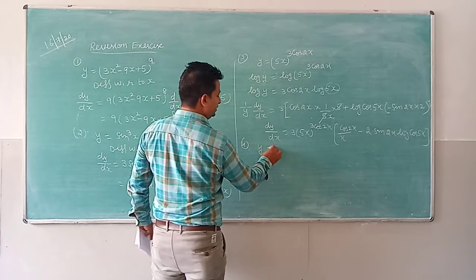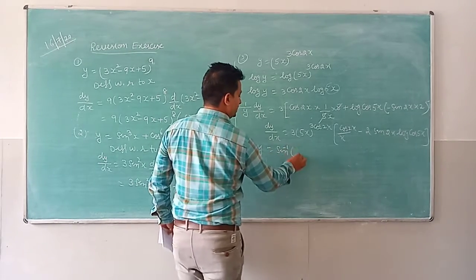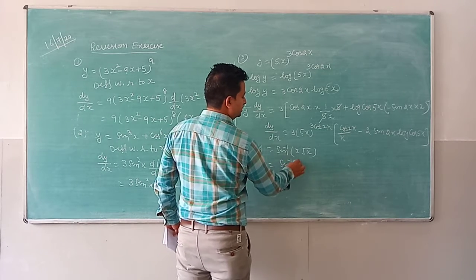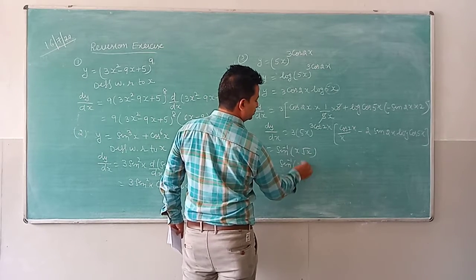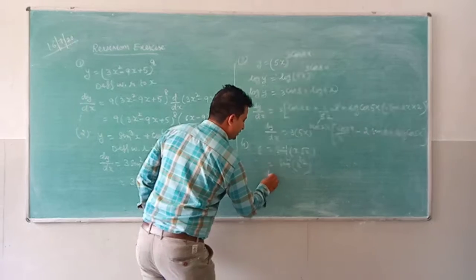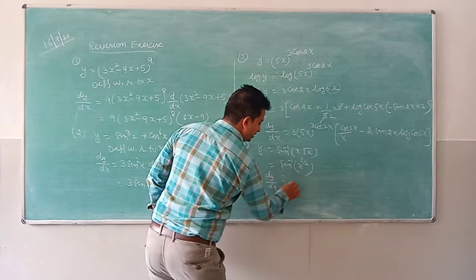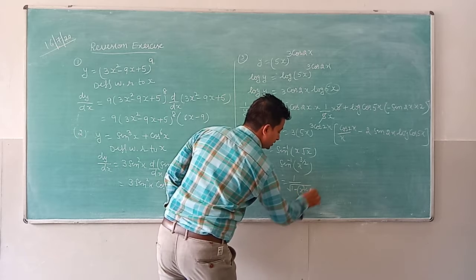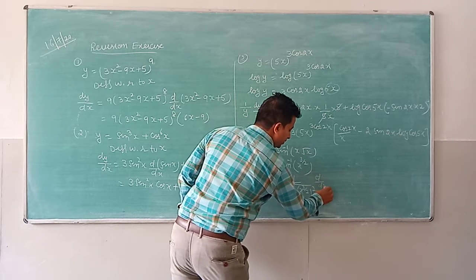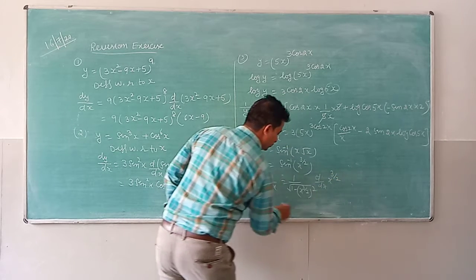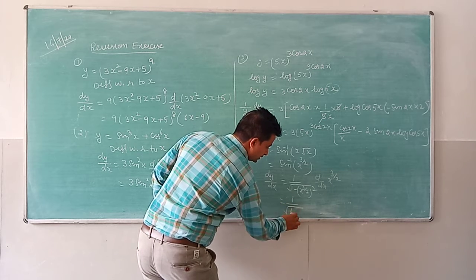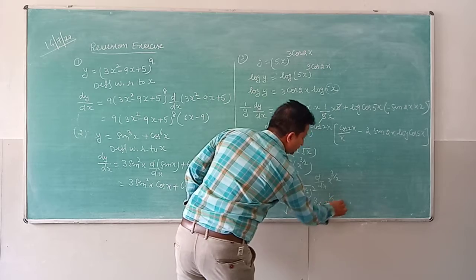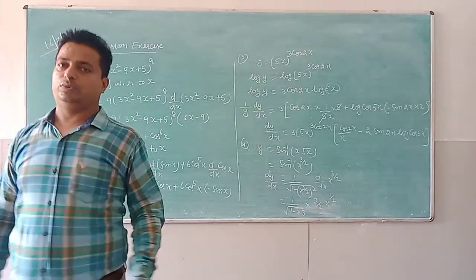In the fourth part, y is equal to sin inverse of x root x. X root x is x to the power 1 plus half, so this is 3/2. When we differentiate this, the derivative of sin inverse is 1 over root of 1 minus (x^(3/2)) whole square, into the derivative of x^(3/2). This is x cube.